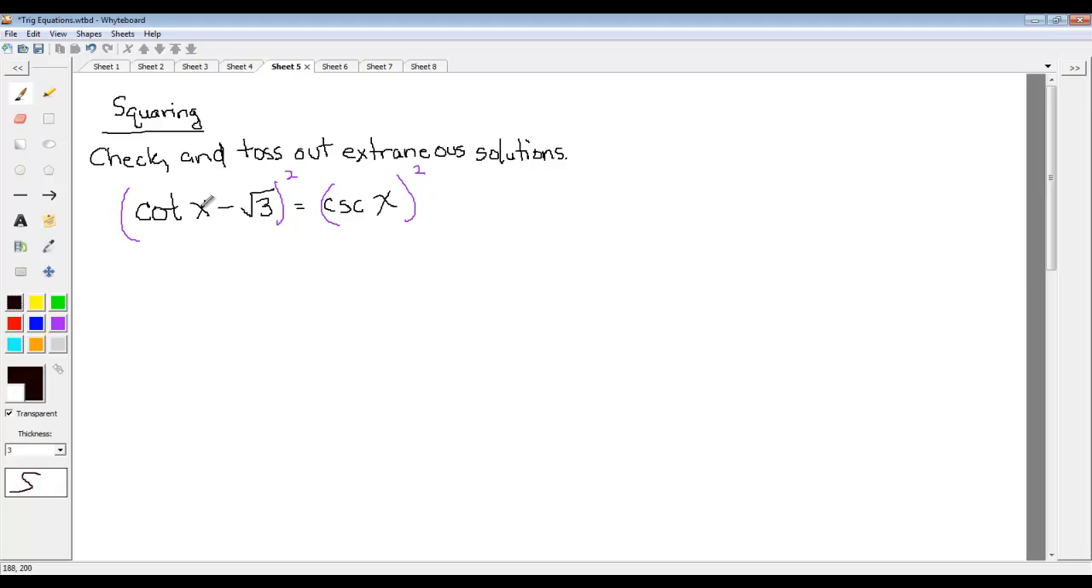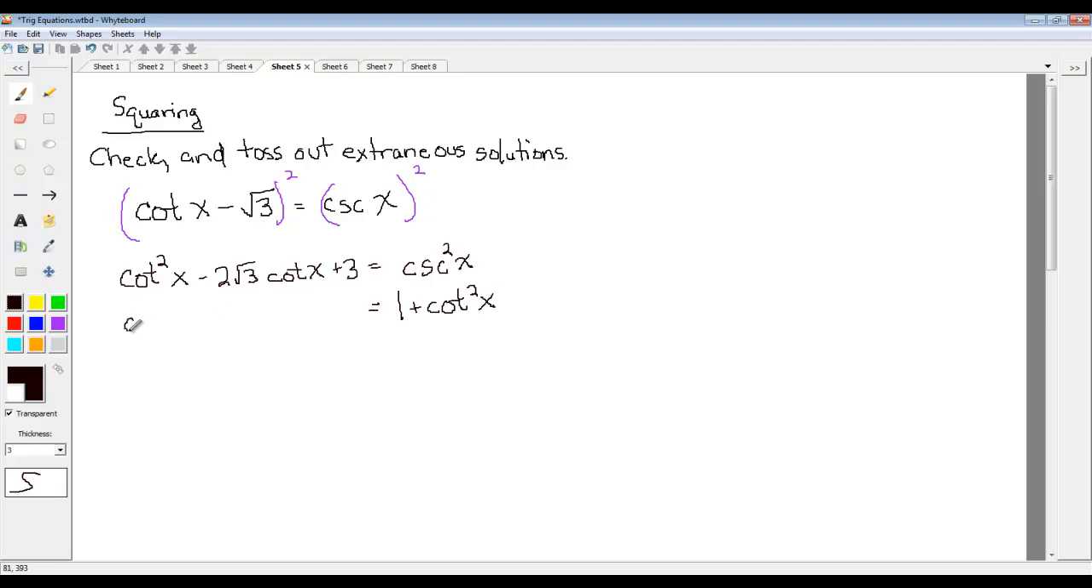Okay, let's try it. On this side, when I square both sides, I get a FOIL: cotangent squared x, minus 2 square roots of 3 cotangent x, plus 3. On the other side I have cosecant squared x. I know that cosecant squared x is the same thing as 1 plus cotangent squared x.